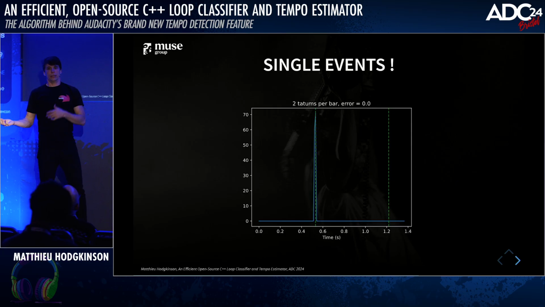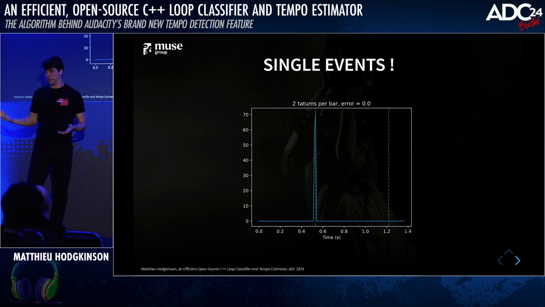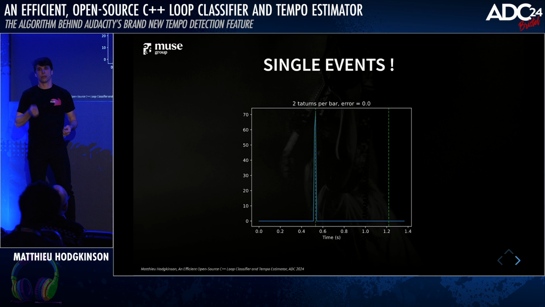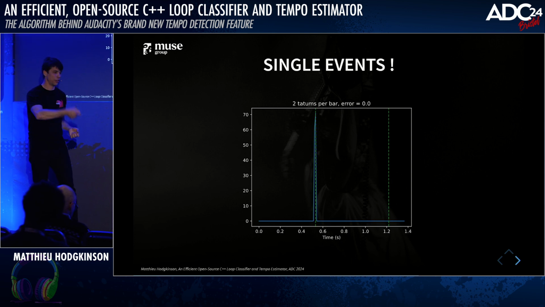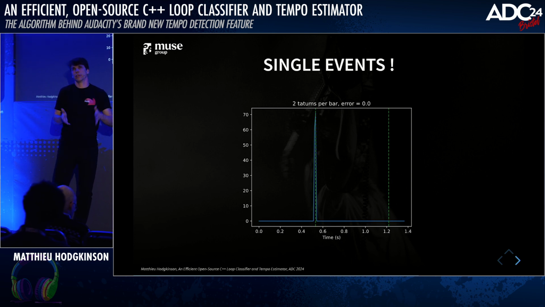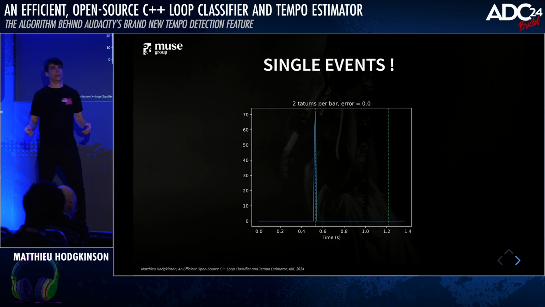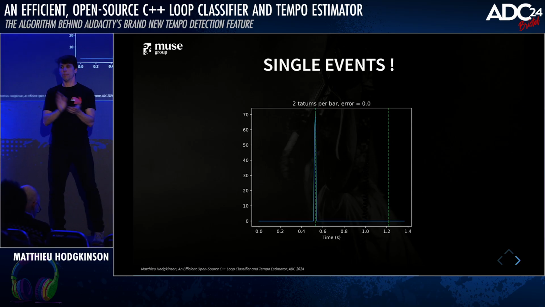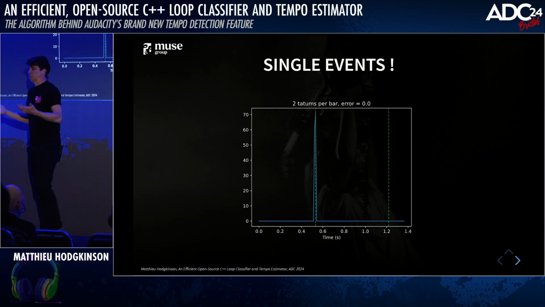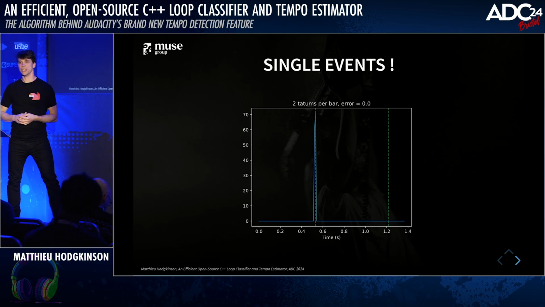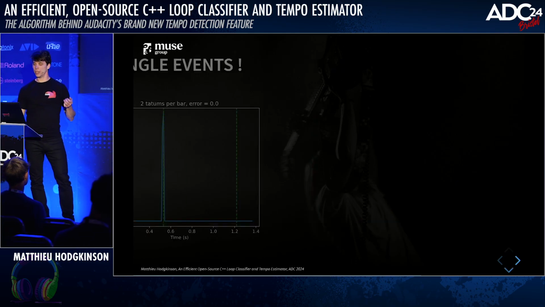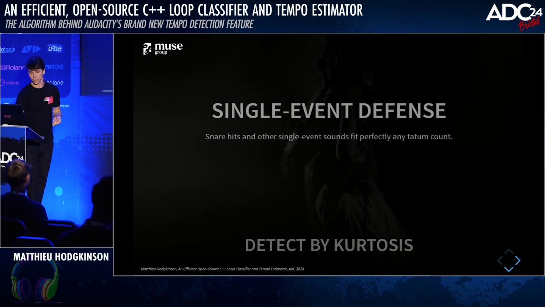But single events are not something that we want to classify as loops, right? I mean, it could be maybe the hit of a snare drum, in which case you could argue that can be looped. Yeah, okay, maybe. But if it's a clap of the hands or a gunshot, it's probably not something that we want to detect as music. So we need a defense against this.